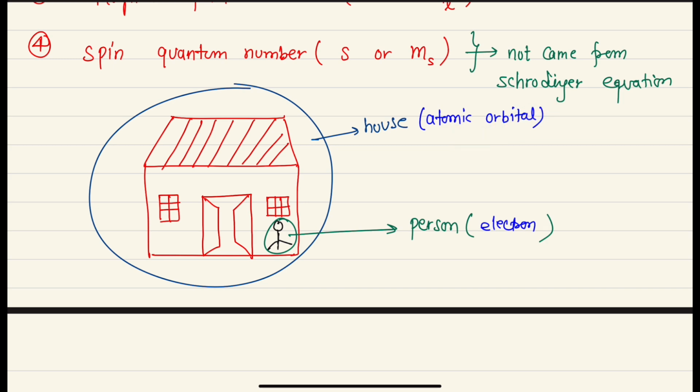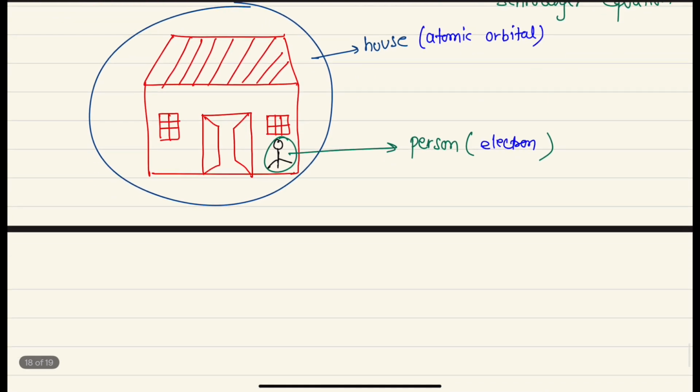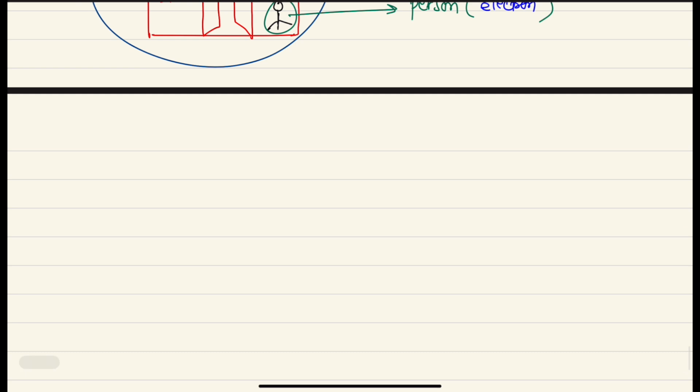Okay, but now when it comes to identifying or locating the electron, this person, we need one more quantum number, and that is called the spin quantum number. Understood? To locate this electron in this house, we need one extra quantum number, the spin quantum number.